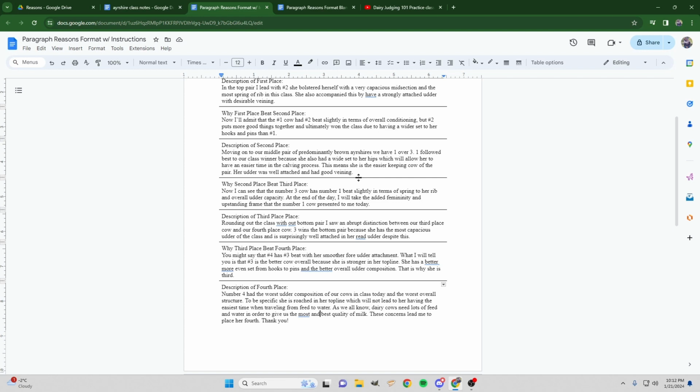Number 4 had the worst udder composition of our cows in class today, and the worst overall structure. To be specific, she is roached in her top line, which will not lead to her having the easiest time when traveling from feed to water. As we all know, dairy cows need a lot of feed and water in order to give us the most and best quality of milk. These concerns lead me to place her fourth. Thank you. And we're at 40:55.